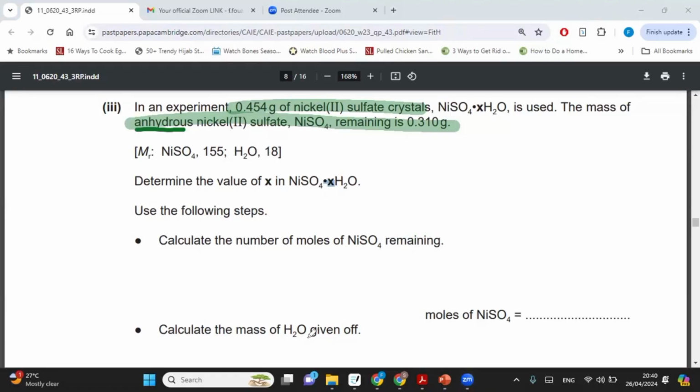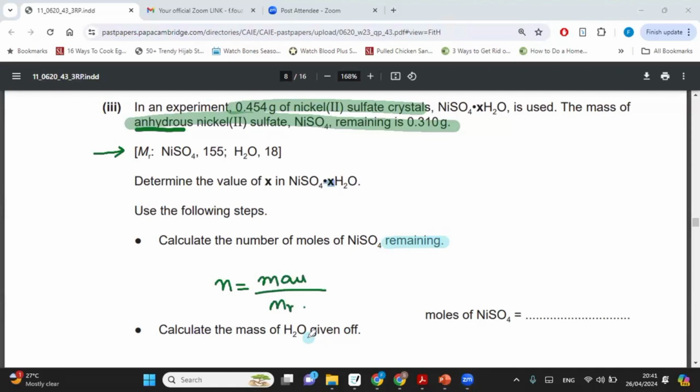We have to use the remaining. Okay. So let's go ahead and calculate then. Fine. We will calculate for remaining. Now, first of all, who can tell me what formula should I be using? Please take a look at the data that we have. We have been given the MR of the compound and we have been given the mass of the compound. Yes, correct. We are going to use moles is equals to mass over MR.